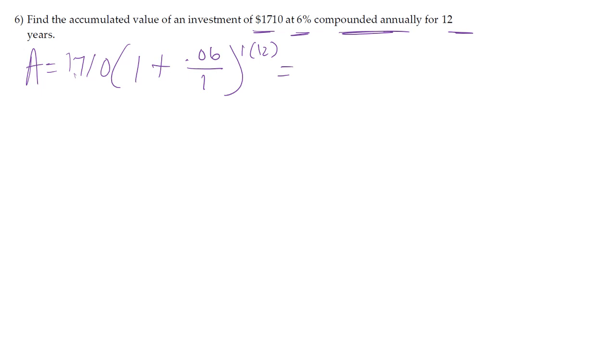I'm going to get 17,000 times 1.06 to the 12th, and I end up with 34,207.34. Now what if I change this and I said compounded continuously?